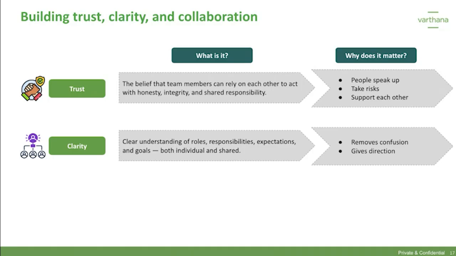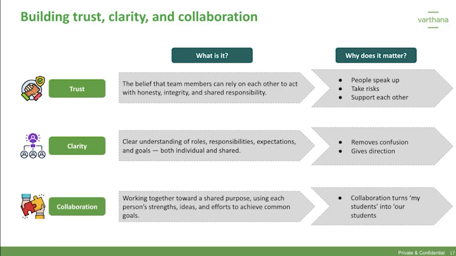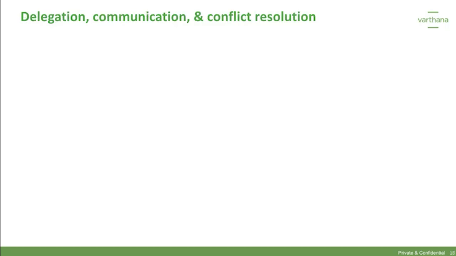And what is clarity? Clarity is about knowing who does what and why. When everyone understands their roles, expectations, and goals, there is less confusion and more direction. And collaboration is what brings it all together. It's about moving from my student to our student, working towards shared goals using each person's strengths and ideas.